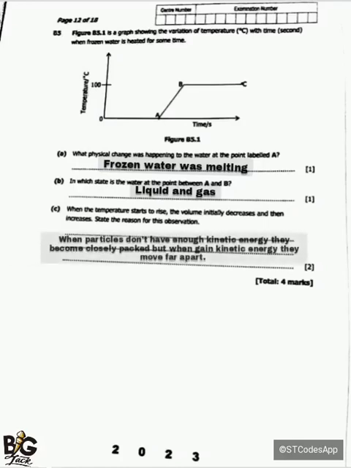So I'm going to say on this part here, you're going to find that the particles, when they are gaining kinetic energy, are going to move far apart. When they don't have kinetic energy, the particles are going to be closely packed. So I'm going to say this is because when the particles don't have enough kinetic energy, they are going to be closely packed, but when they gain kinetic energy, they are going to be far apart. Therefore, the volume will be increased. Because of that kinetic energy, they are going to move.